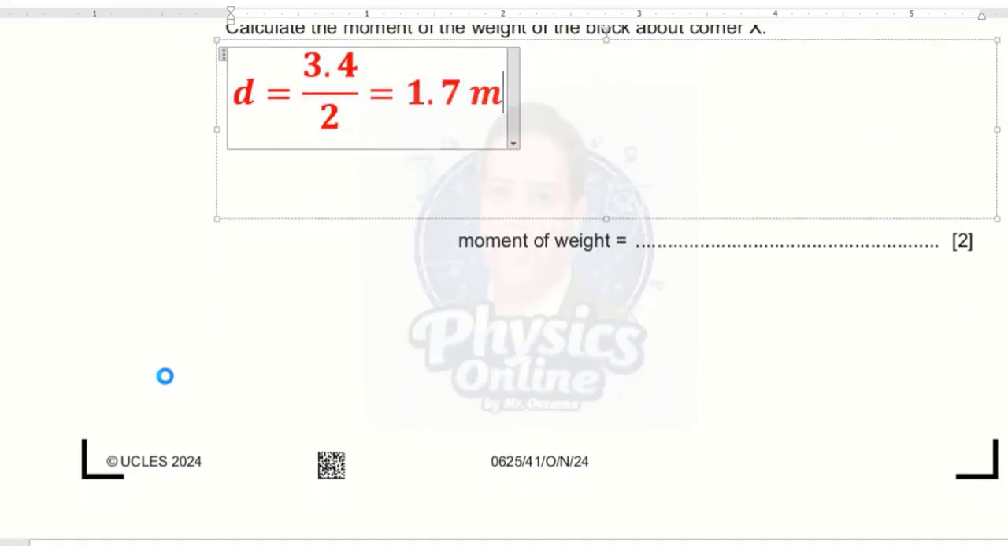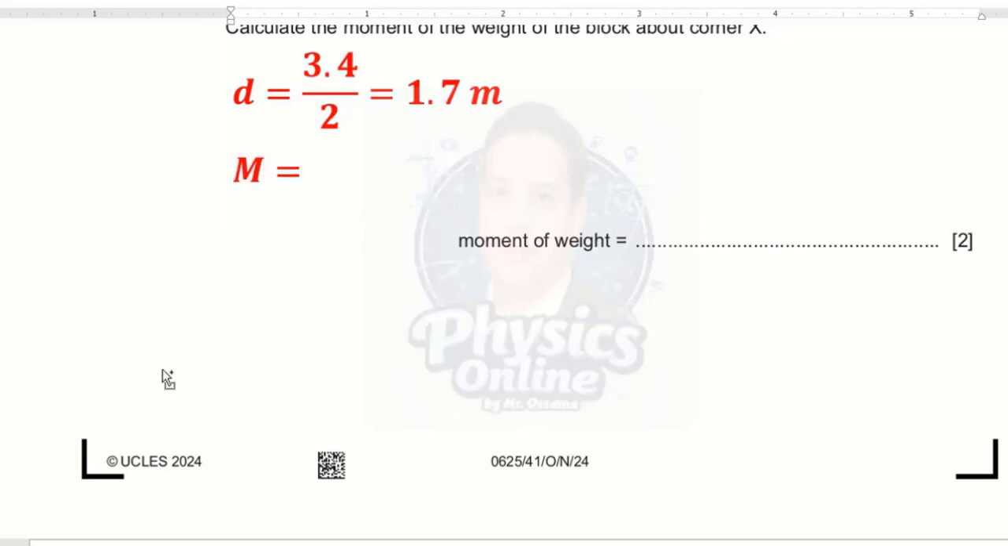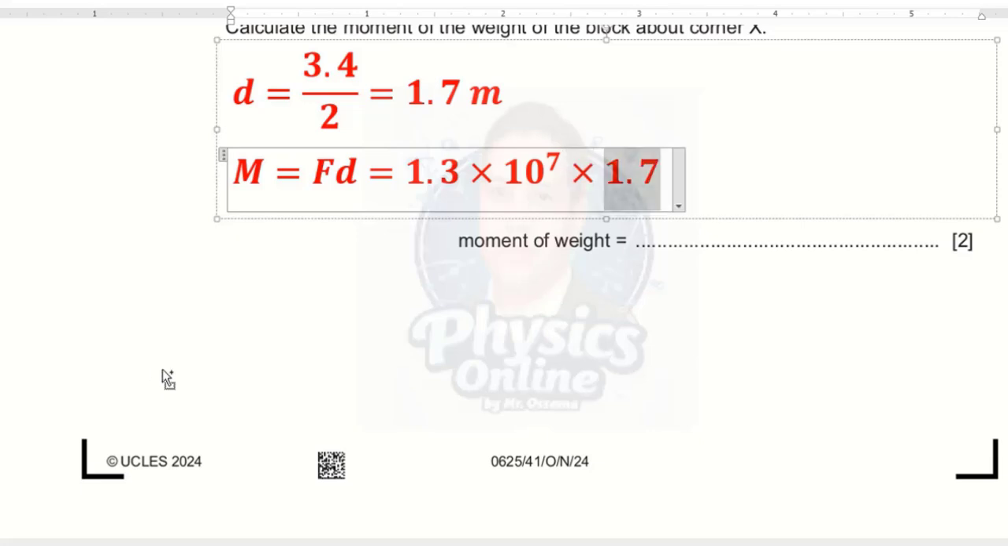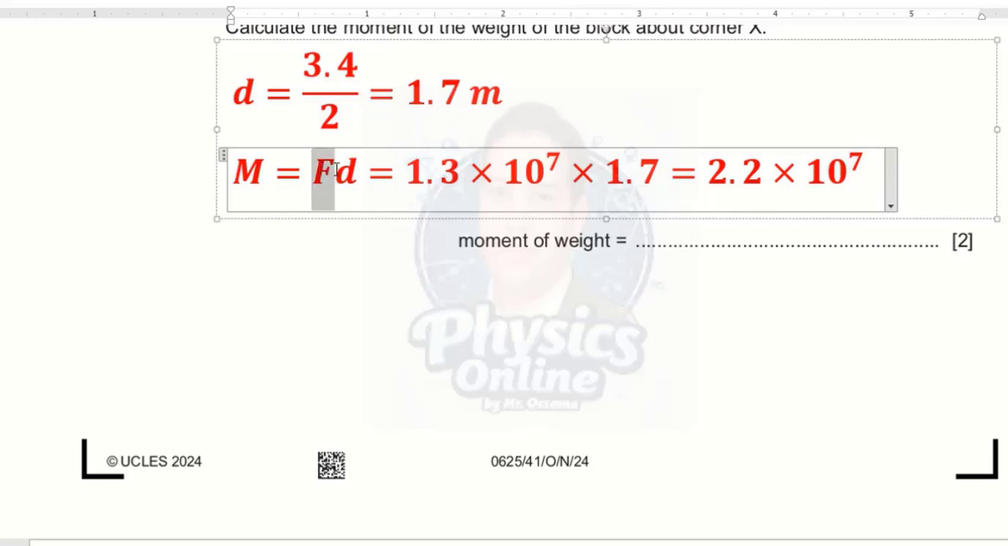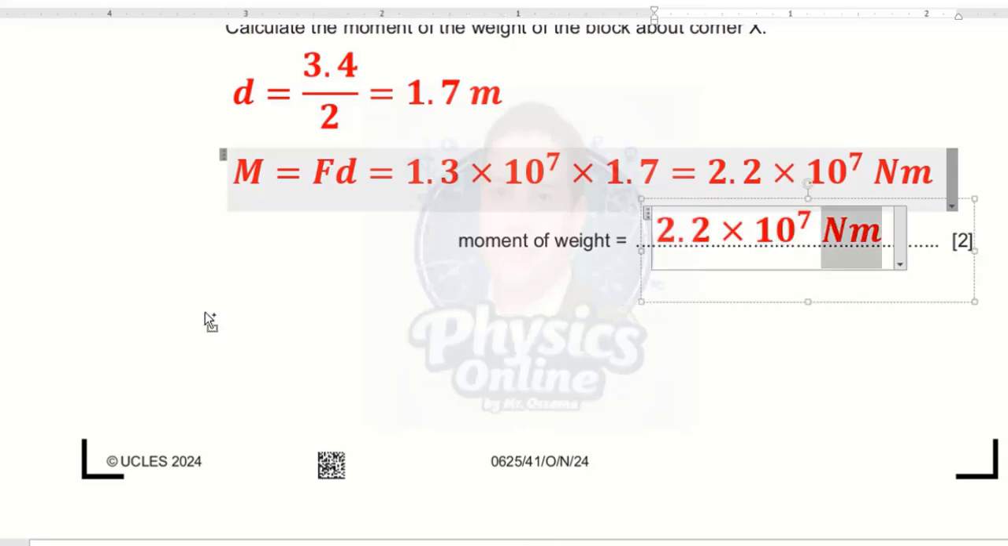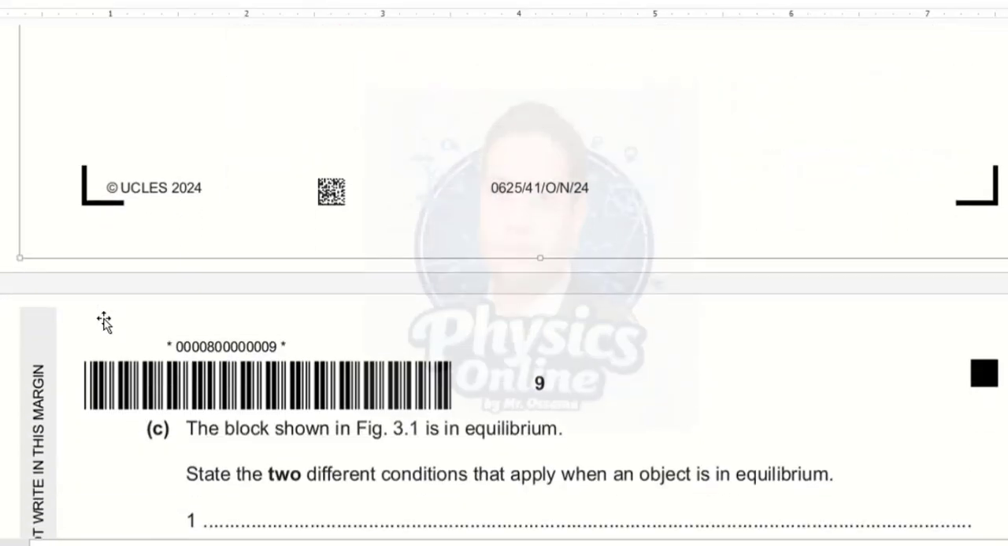Moment equals the force times distance. The force is the weight, which equals 1.3 times 10 power 7, times the distance, as we calculated, 1.7. So the moment equals 2.2 times 10 power 7, and the unit of force times unit of distance is Newton meter. Final answer: 2.2 times 10 power 7 Newton meter.